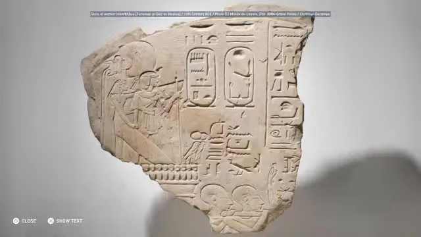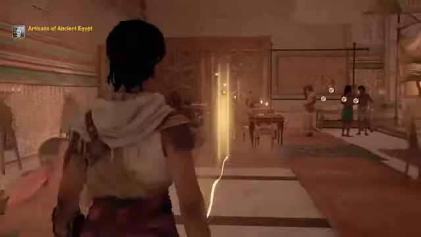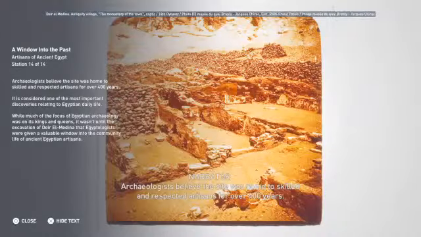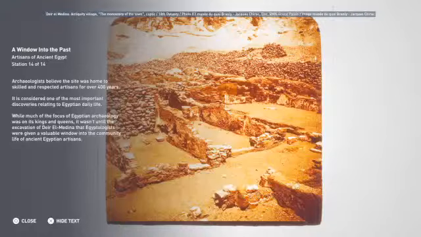12th century BCE. Photo credit Musée du Louvre, District RMN Grand Palais, Christian Defense. And of course, next. Archaeologists believe the site was home to skilled and respected artisans for over 400 years. It is considered one of the most important discoveries relating to Egyptian daily life.